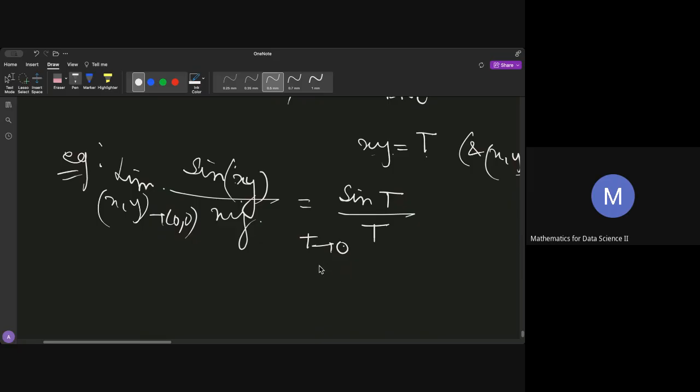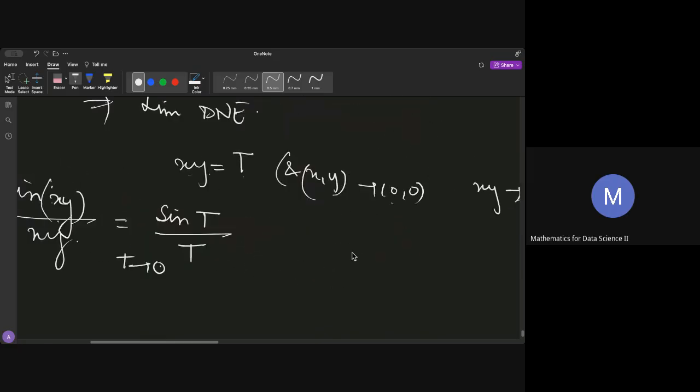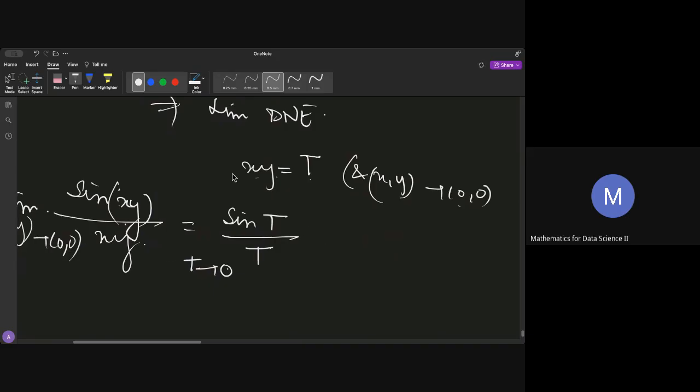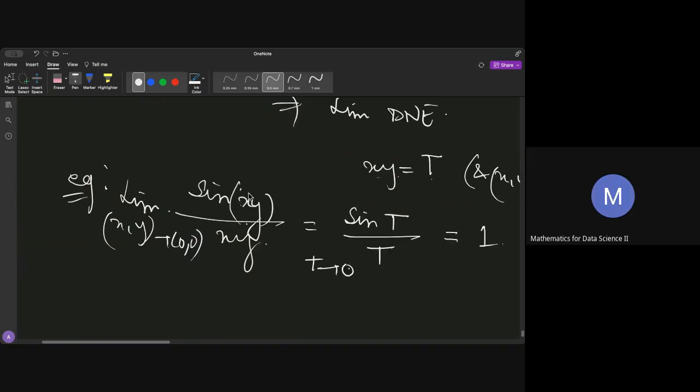Can I do this? My t tends to 0 only when xy tends to 0. Yes. So I can replace these things, right? Now this is a one variable function and the limit of this is 1. That means the limit of this does exist.